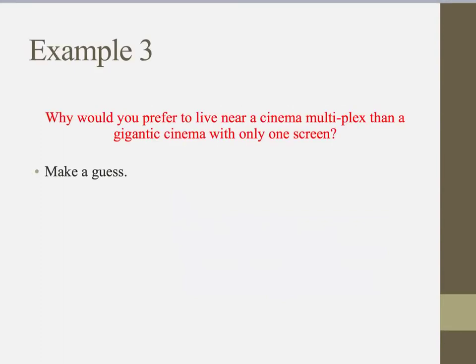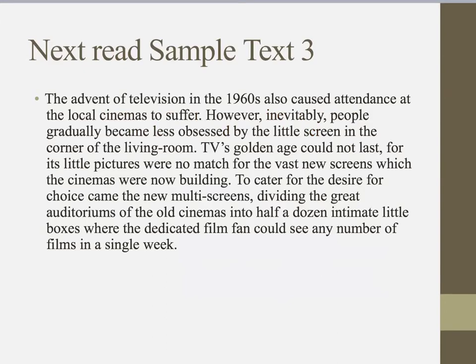Okay, here's another example. Why would you prefer to live near a cinema multiplex than a gigantic cinema with only one screen? So again, pause here, make a guess, use the WH questions. If you don't know what kind of questions to ask yourself, you could ask yourself, why would you prefer to live? Are there certain advantages? How would that affect you? That's a H question there. Now read sample text 3.